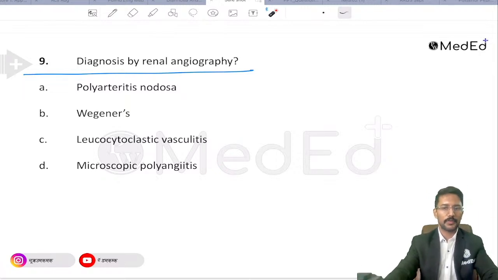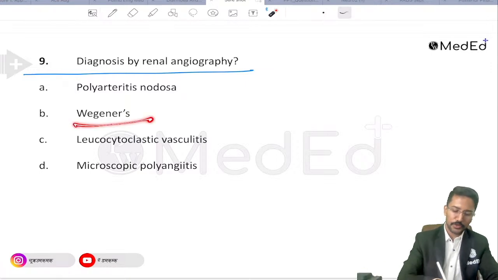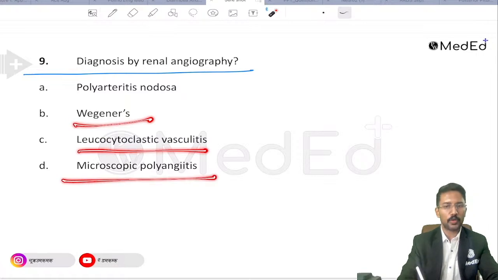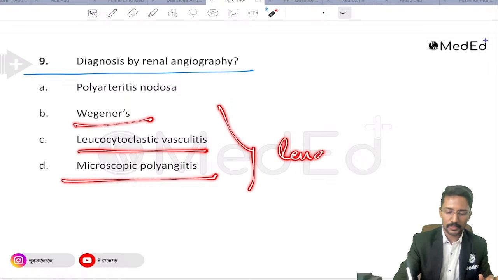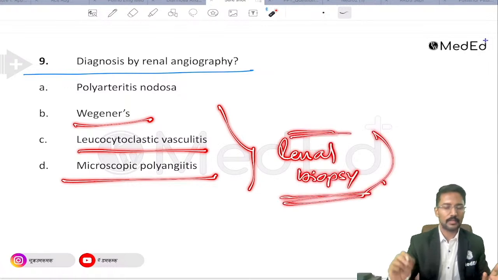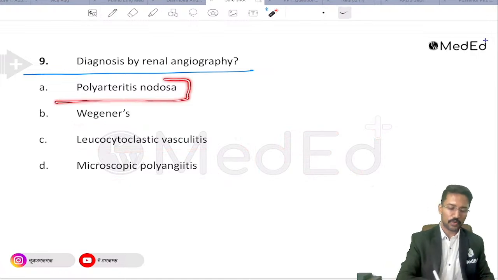For which one would renal angiography be adequate? Okay, see, Wegener's, leukocytoclastic vasculitis, microscopic polyangiitis, all of that require a renal biopsy. They would require renal biopsy or other tissue evidences. Okay, but polyarteritis nodosa, right?